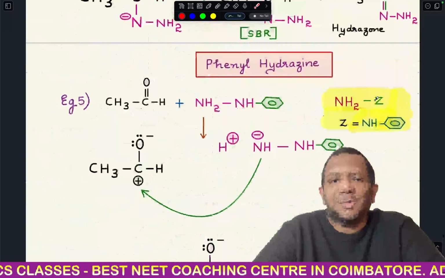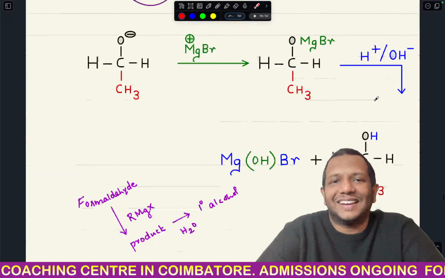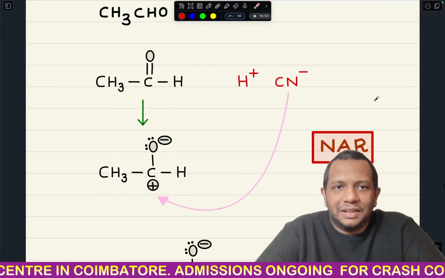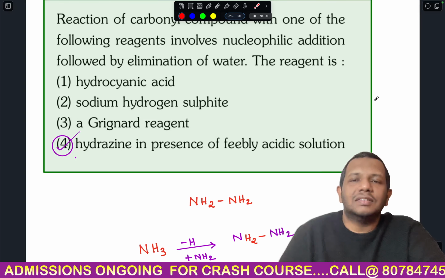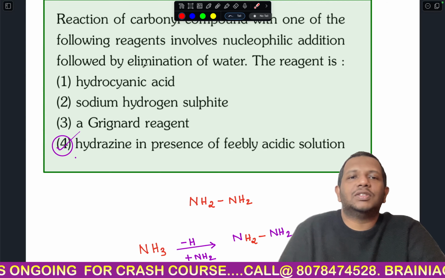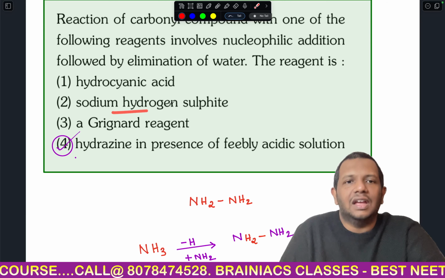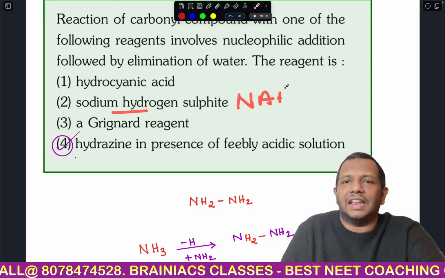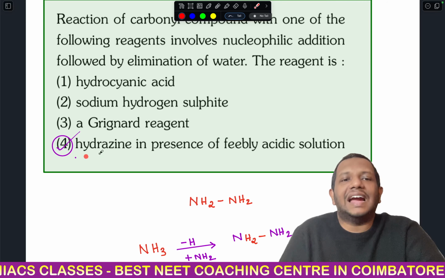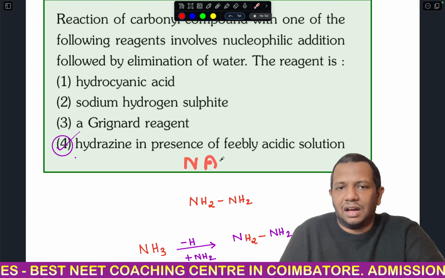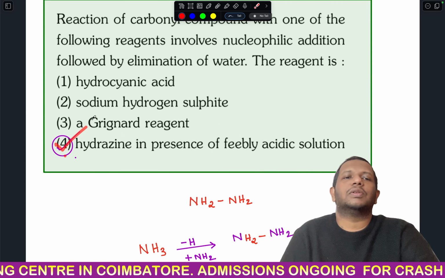Now let's see in our options whether this is present or not. We went through all the reactions, right? So in this particular question, which one is my answer? With HCN, I know the reaction would be NAR, nucleophilic addition reaction. With sodium hydrogen sulfate, the mechanism is NAR. And with the Grignard reagent also, it is NAR. But with hydrazine, the mechanism is NAR followed by elimination of water. So the answer would be option 4.